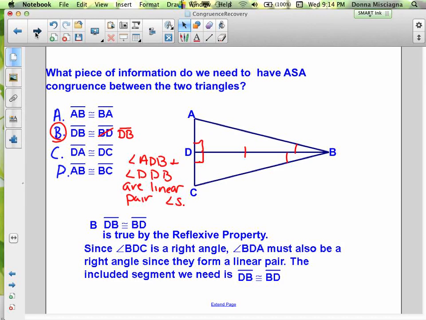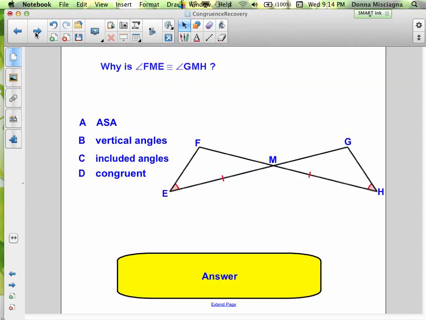We have another angle side angle problem. Now we want to know whether angle FME is congruent to angle GMH. So angle FME is this angle here, and angle GMH is this angle here. Well, what kind of angles are those? If you said angle side angle, you were wrong. That proves triangles congruent, not angles. Just because you're an included angle doesn't make you congruent.